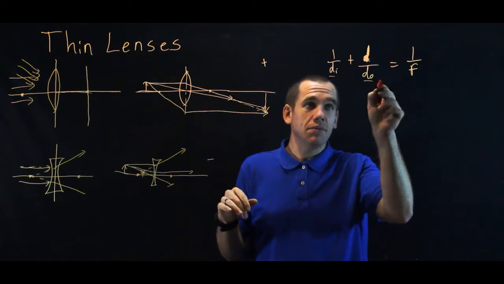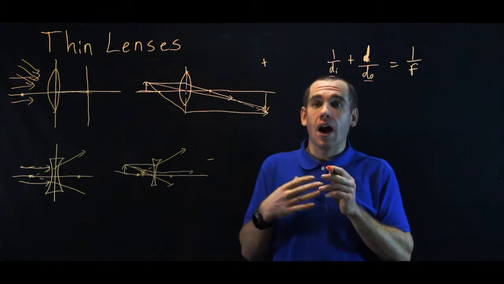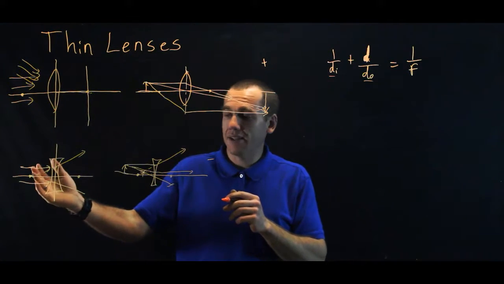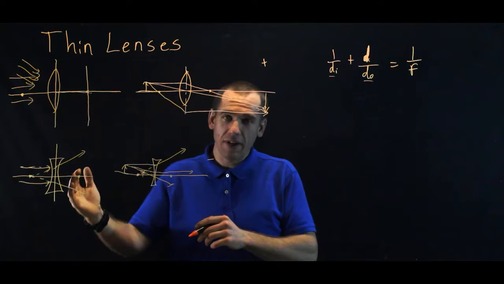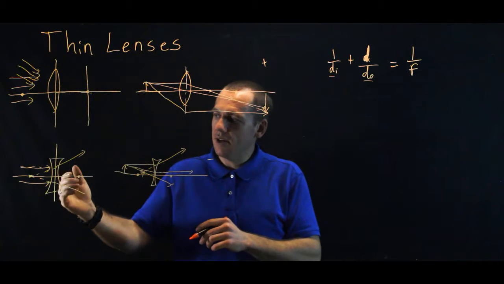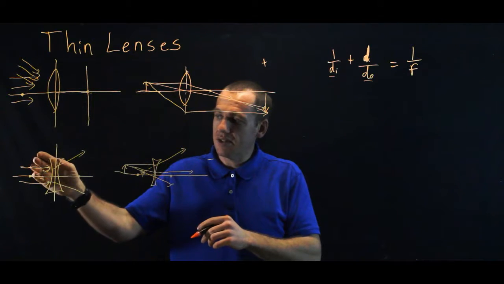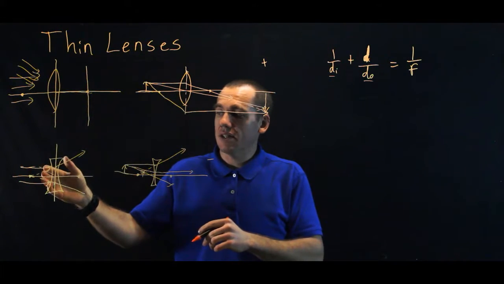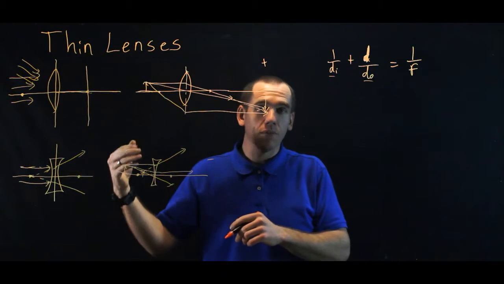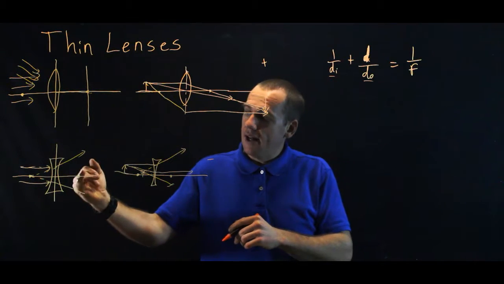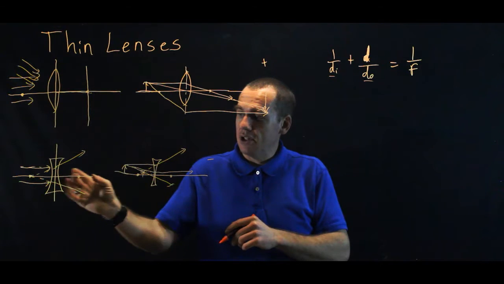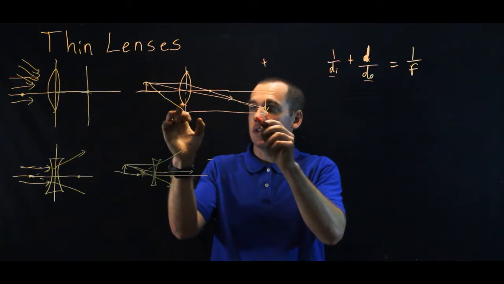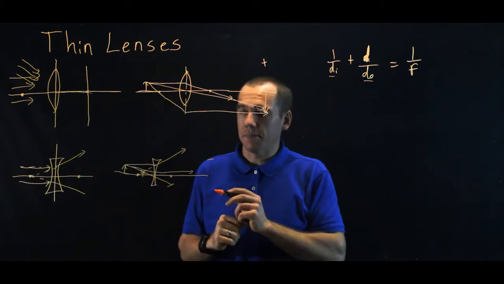Now, as far as image and object distances go, object distance is positive if the object is on the same side as the light is coming from. So if the light is coming from the left side of the mirror, or the lens, sorry, then the distance is positive if the object distance is on the left side. Image distance is positive if it's on the opposite side from which the light emanates. So this would be a positive image distance. This would be a negative image distance. This would be a positive image distance and a positive object distance.